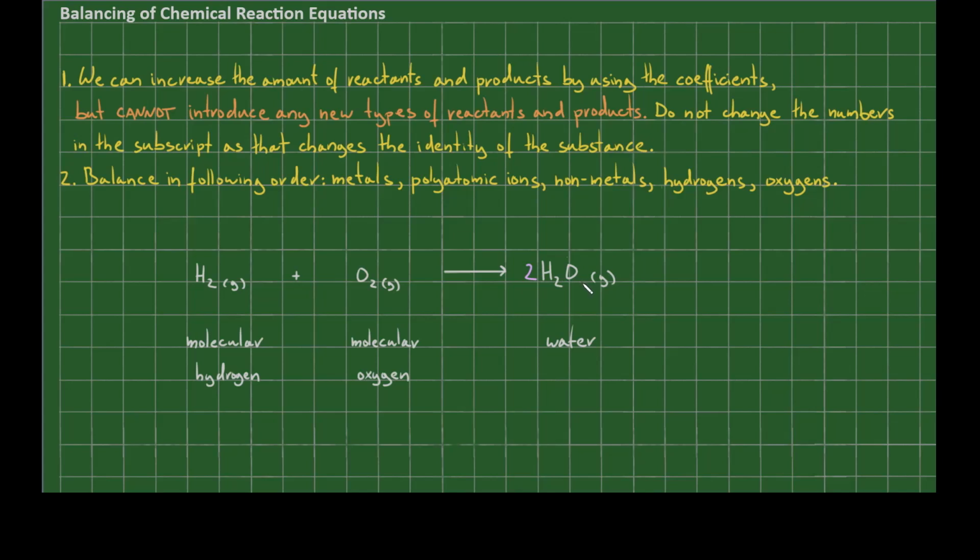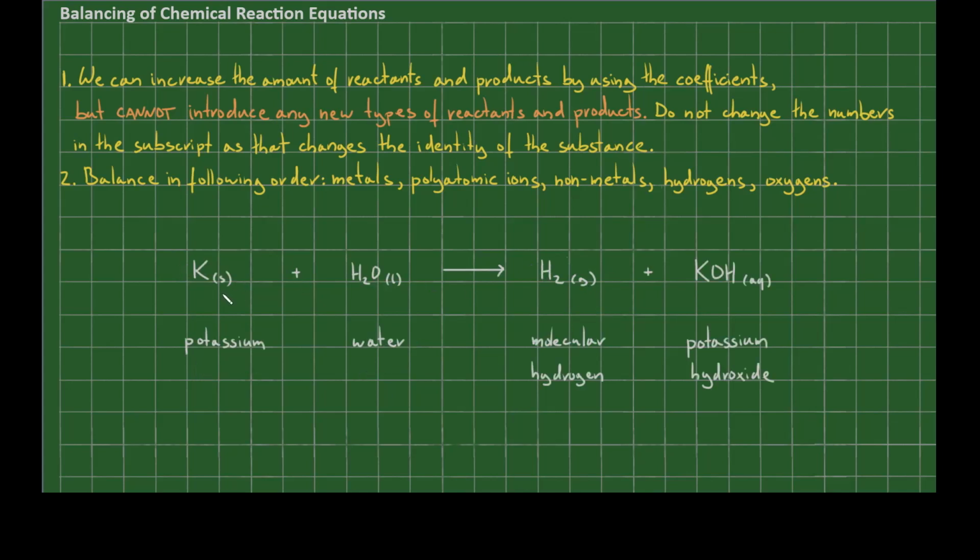I haven't broken any guidelines. But by writing this 2, the hydrogens are no longer balanced. So I need to go back and fix that. I have 4 hydrogens on the right, but only 2 on the left. I'm going to place a coefficient of 2 in front of the formula for molecular hydrogen. Now there are 4 hydrogens on the left, 4 hydrogens on the right. 2 oxygens on the left, but also 2 oxygens on the right. Everything checks out. Let me bring in another example.